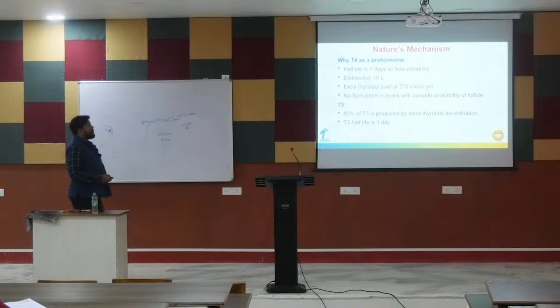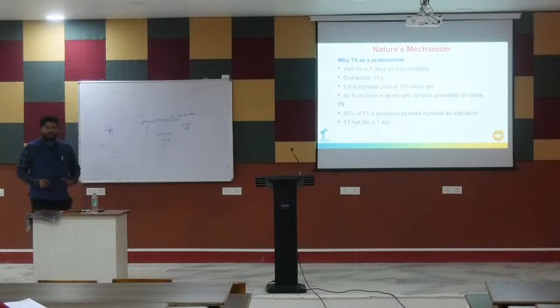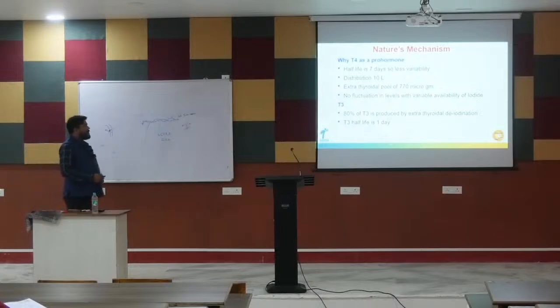Why T4 as a prohormone? Its half-life is 7 days, so it is less variable. Distribution is 10 liters, with an extrathyroidal pool of 7 micrograms, and no fluctuation of levels despite variable availability of iodide. And 80% of T3 is produced by extrathyroidal deiodination, and T3 half-life is only 1 day. So it is short acting, only 1 day, and T4 is around 7 days.